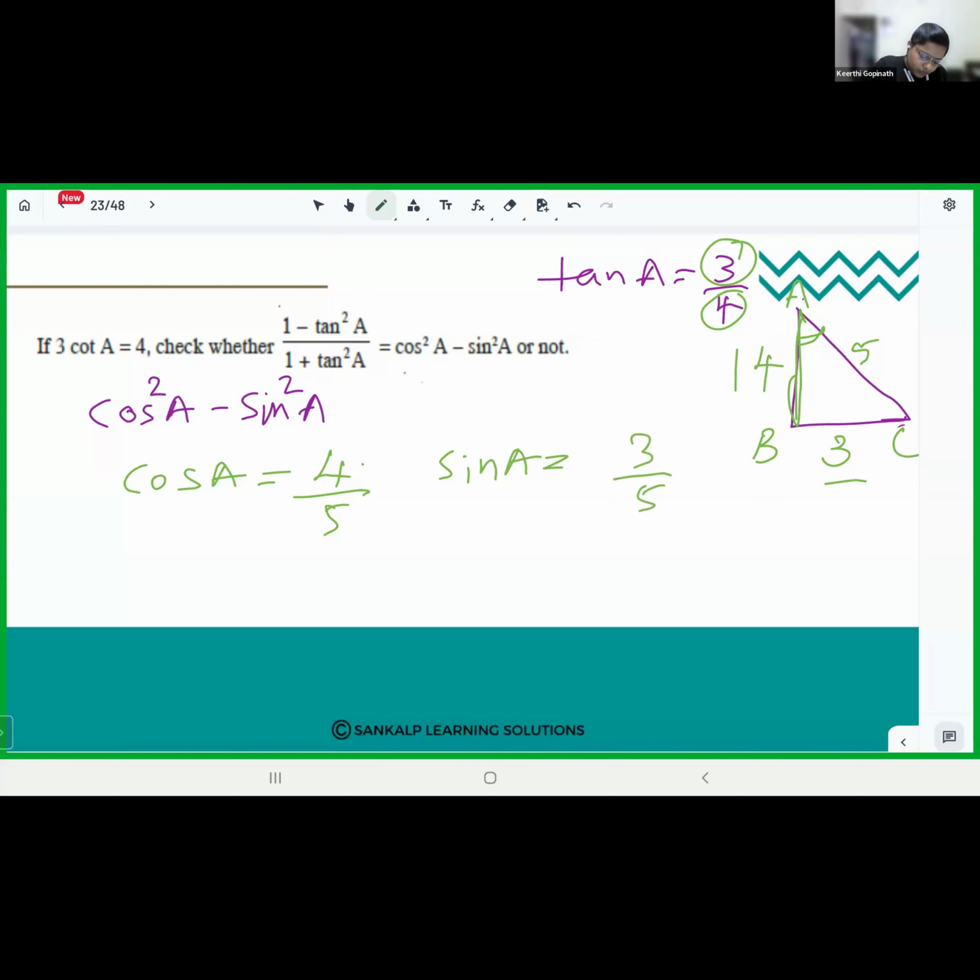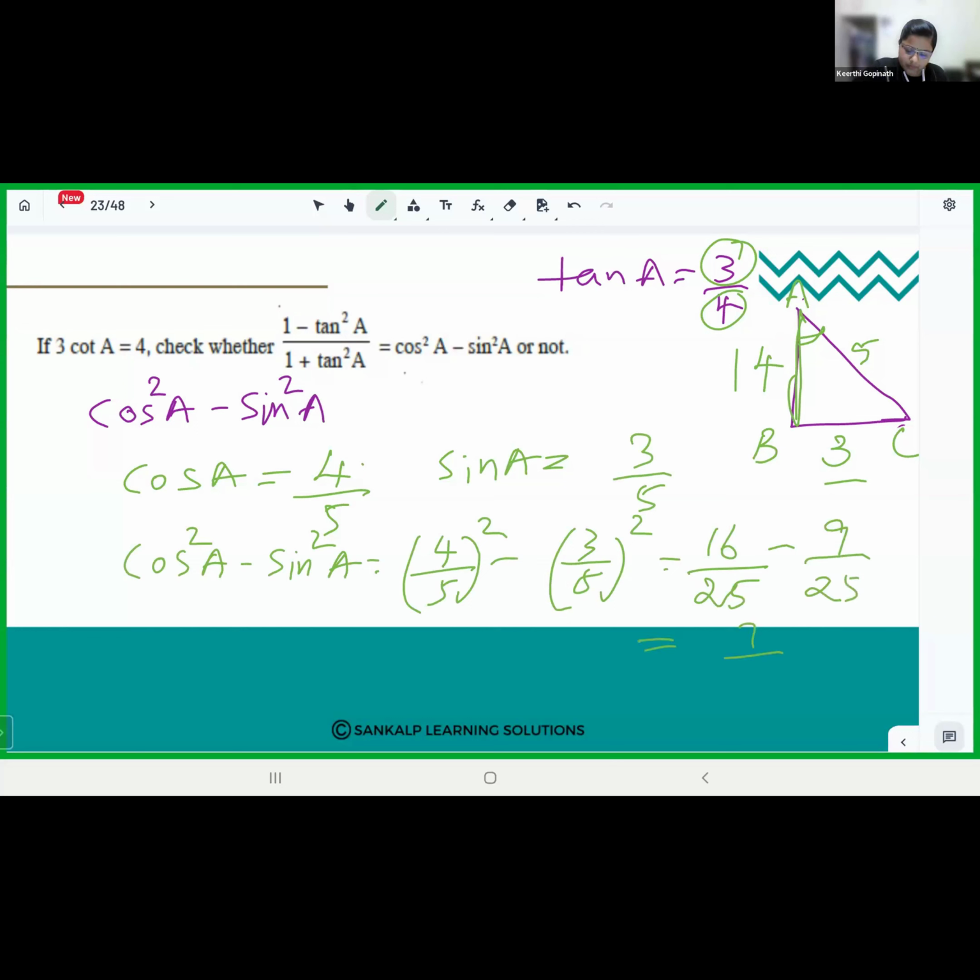Now what you have to do? You have to put it in the RHS, cos square A minus sin square A. That is equal to 4 by 5 the whole square minus 3 by 5 the whole square. So 4 square is 16, so 16 by 25 minus 9 by 25. What is this? 7 by 25. Earlier, we got LHS as 7 by 25. Now we obtained RHS as 7 by 25. So what can you conclude from this? LHS is equal to RHS. So the given question is right. Okay, I hope it is clear to you all.